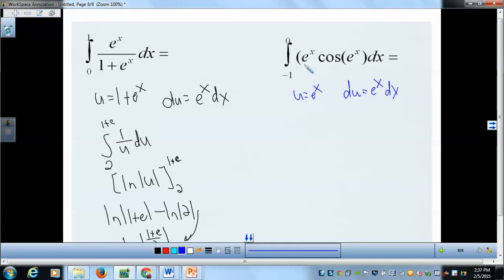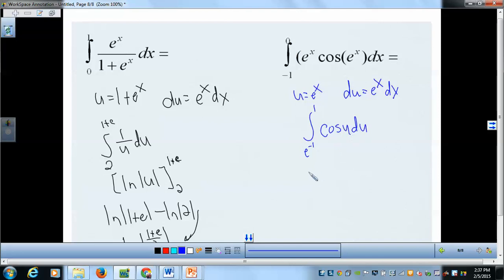And once again, that's an exact match with what we have up here. So now our integrand is cosine u, and then we have the du. Now this is in terms of u, so I want my limits of integration to be in terms of u as well. So I'm going to plug -1 in here, and I'm going to get e to the negative first power for my lower limit. And then I'm going to plug 0 in, and e to 0 is 1, so 1 for my upper limit.